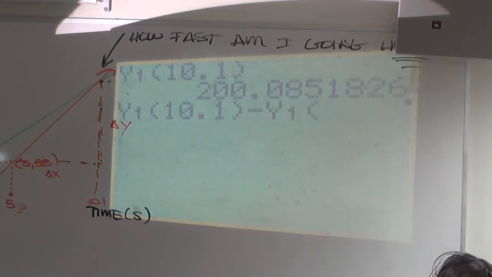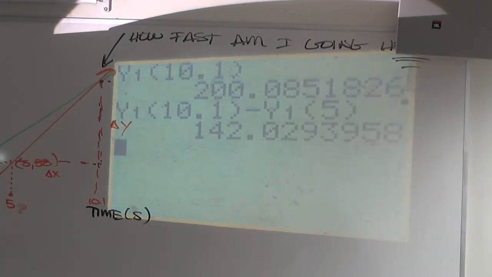Left parenthesis, 5, right parenthesis. Yes, and now go ahead and press enter. Does that number sound familiar? There's your 142. Now, think about symbolically what we just did. Y1 of 10.1 minus Y1 of 5. What did it just do? It subtracted what? 200 minus 58.